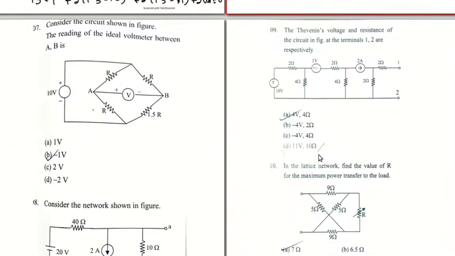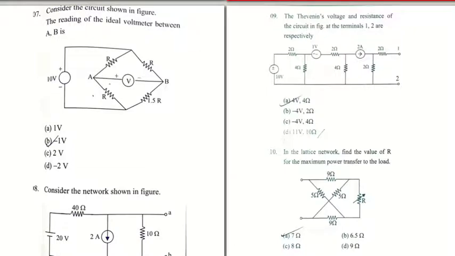Now move on to the next question. Here we have to find out the voltage. Consider the circuit shown in the figure. The reading of the ideal voltmeter between A and B is, we have to find out the voltage across these two points A and B. So let this be our one point, let it be C, and let this be our D. The voltage difference across C and D is 10 volt.